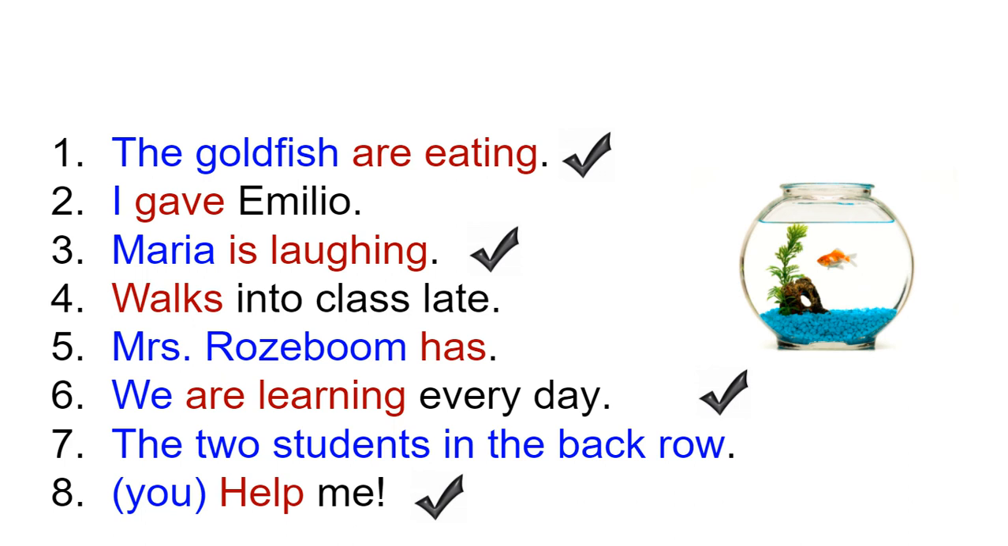Number 6, we, subject, are learning, verb, every day. Every day describes our learning, describes when. Okay, so this is a complete sentence. Number 7, the 2 students in the back row, that's just a subject. The 2 students in the back row, what are they doing? We don't know. We don't have a verb. So that one's not correct. Now number 8 is tricky. Help me. That's actually a complete sentence with an exclamation. When you give someone an order, tell them to do something, that is a complete sentence. So if the subject is you, but we don't say it. We say, help me, come here, sit down. Those are all complete sentences.